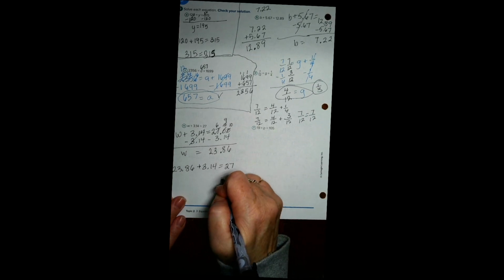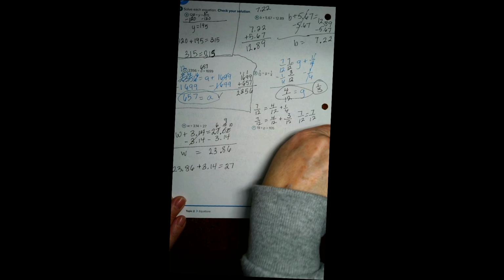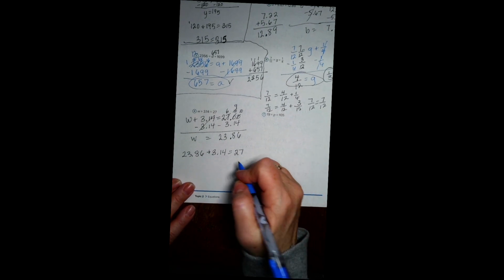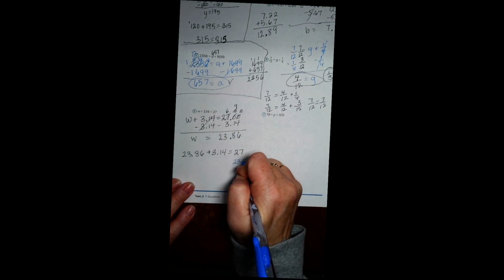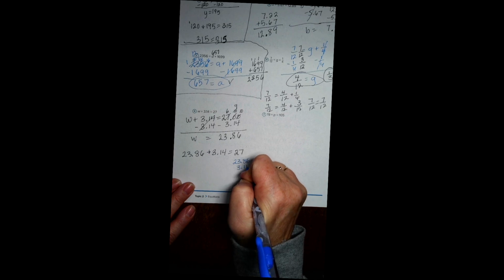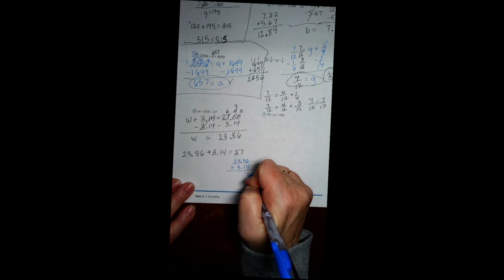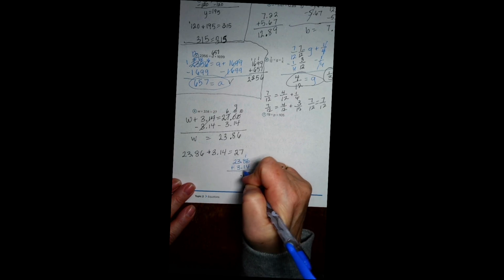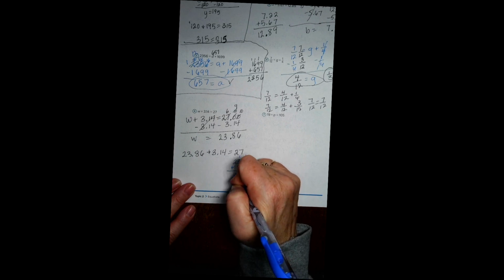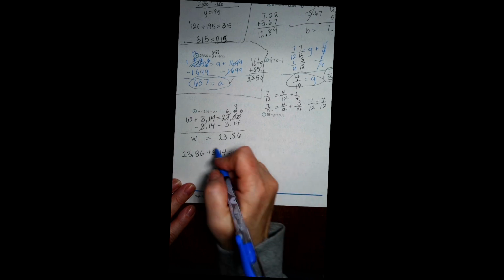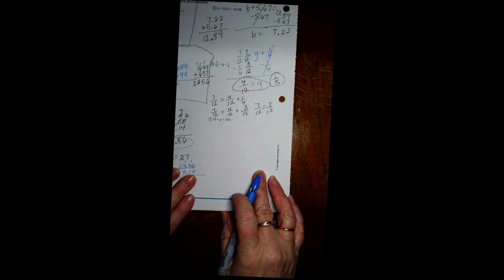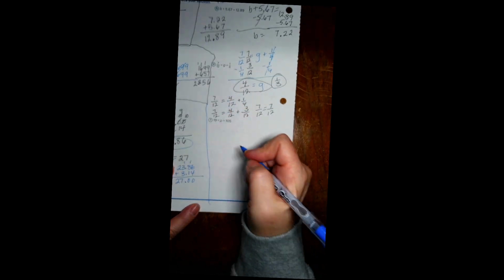23 and 86 hundredths plus 3 and 14 hundredths should equal the whole number 27. So let's do that right here. I'll change the color. 23 and 86 hundredths plus 3 and 14 hundredths. 10, 10, 7. It does, in fact, check out, so that is correct. I'm going to stick with this color.